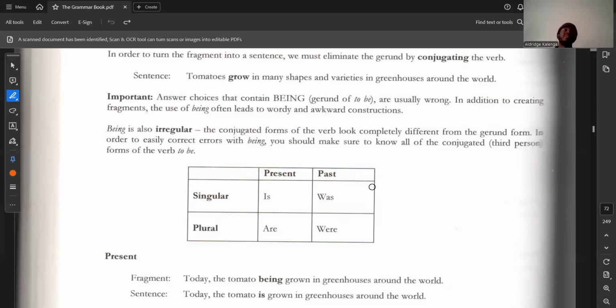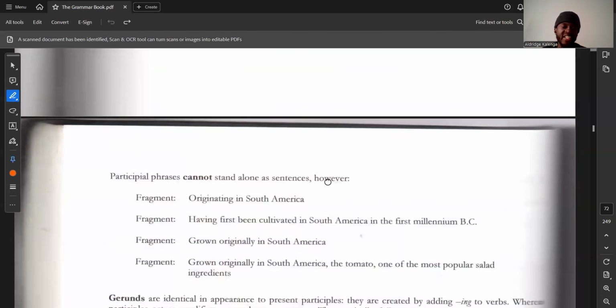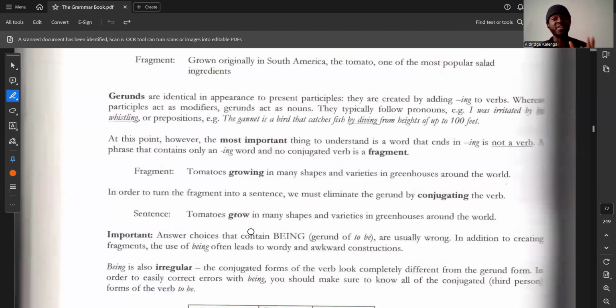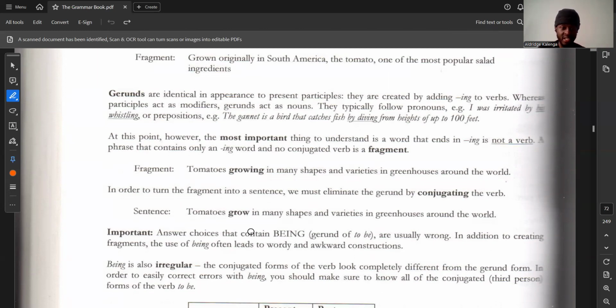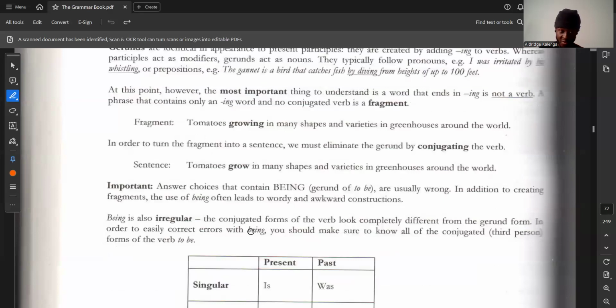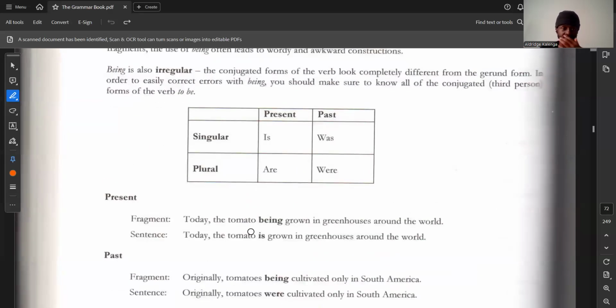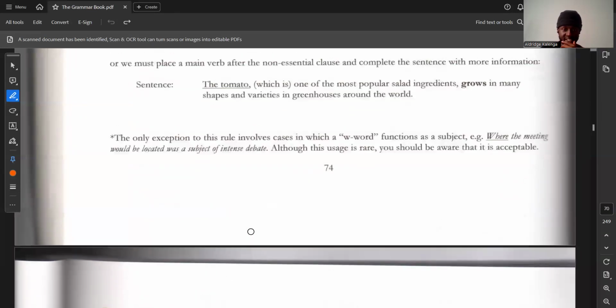So if you look at this book at the beginning, you're going to see a cheat sheet where it says being is wrong. So a lot of times, if you notice that when we put ing, having, originating, it means we're creating fragments. So sometimes we're creating things that are wordy, clauses that are wordy, some awkward constructions. We're creating fragments, which sometimes would be important, like in this case that we just saw.